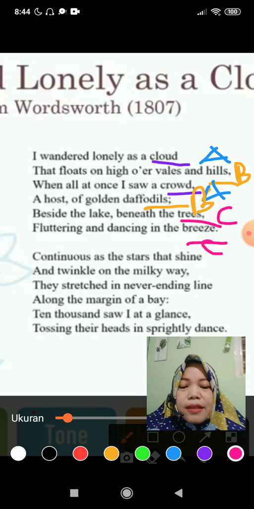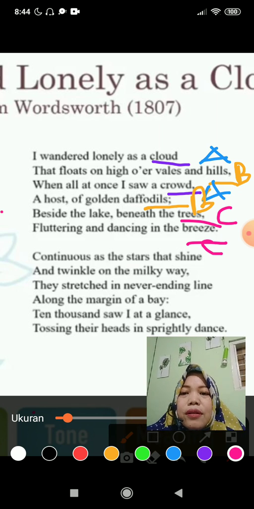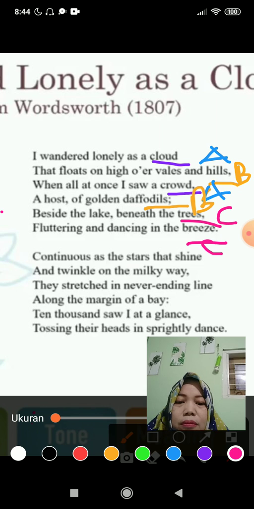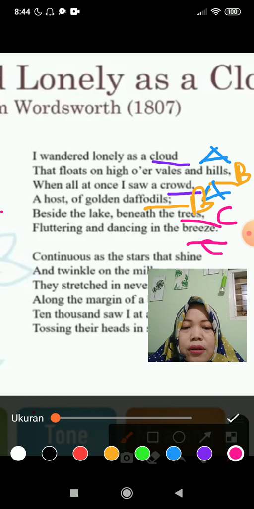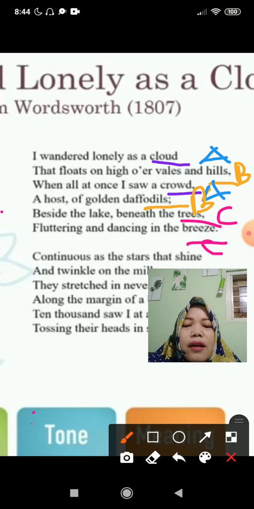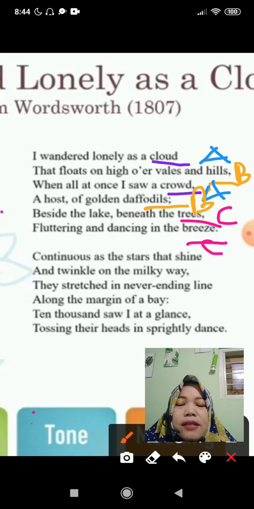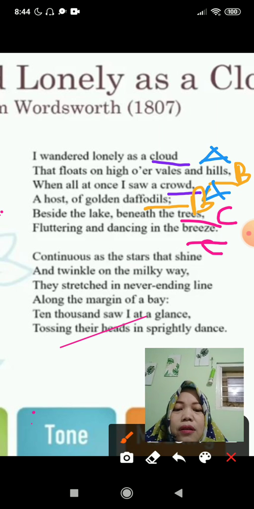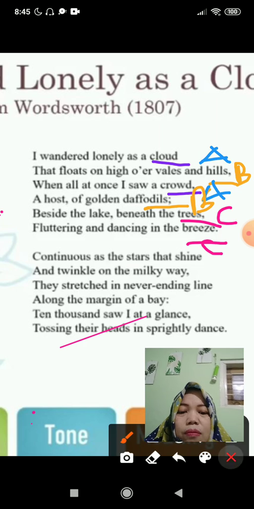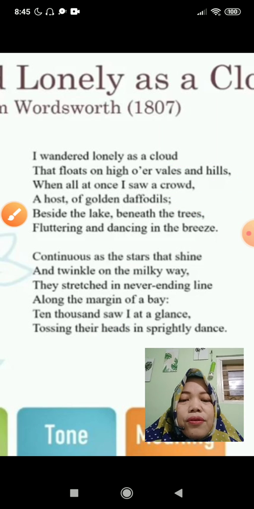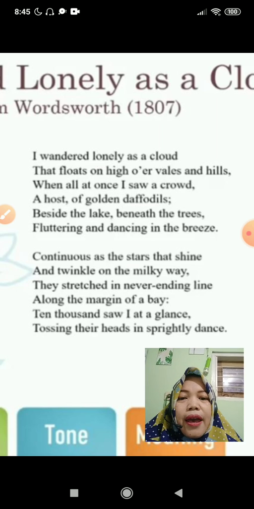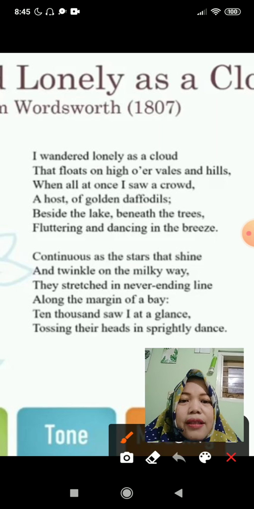So the rhyme in this poem, the rhyme of the stanza, we can see that. So we already know that one: A, B, A, B, C, C. Because this is cloud and then crowd.